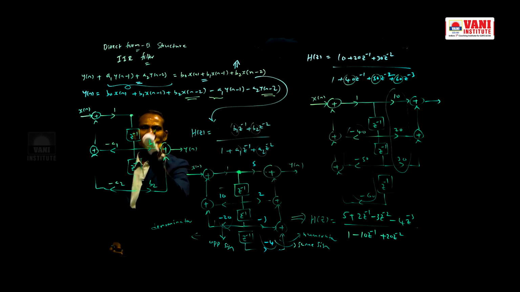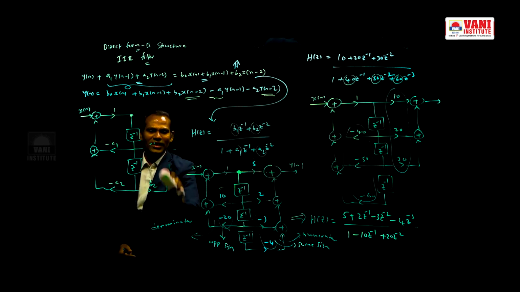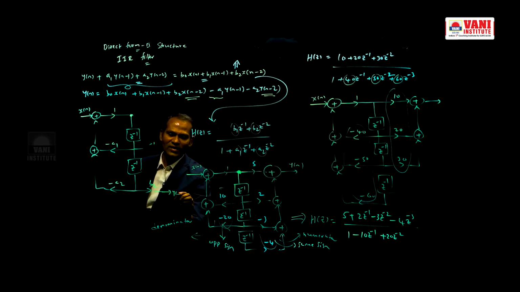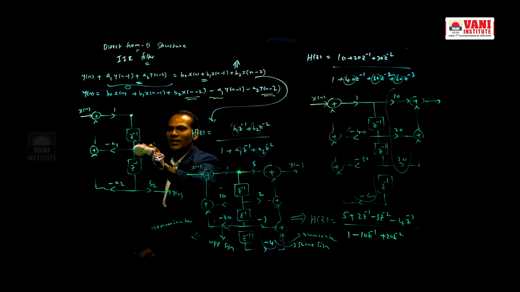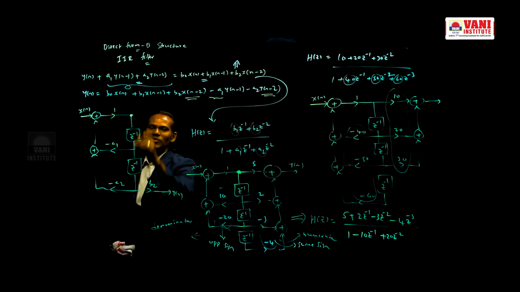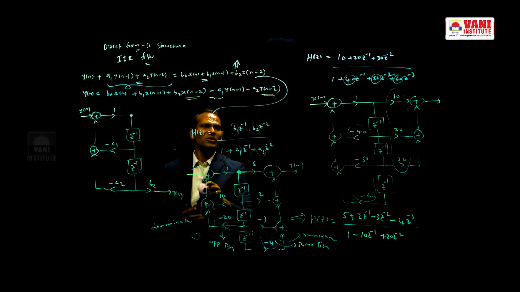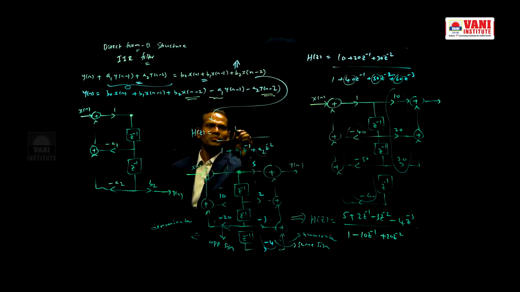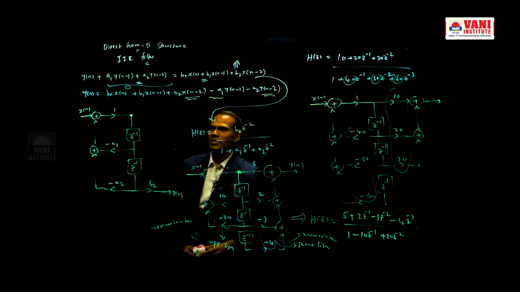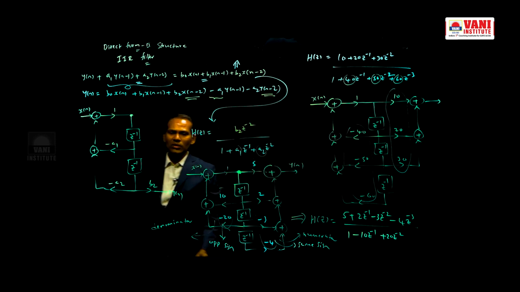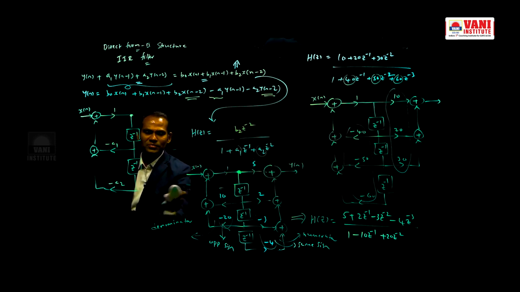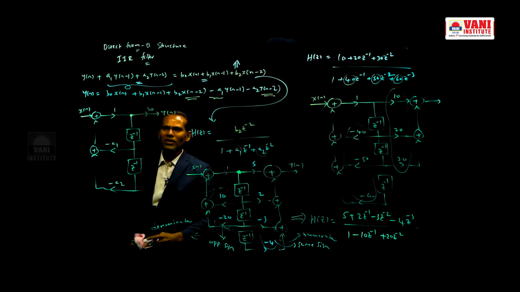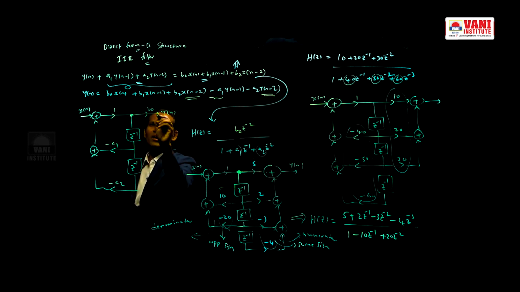Suppose this is also absent, then now only one term, b2 into z power minus 2. You will get only one term like this. Suppose here it is like this, then only one path is there, and on that path b0 is there.